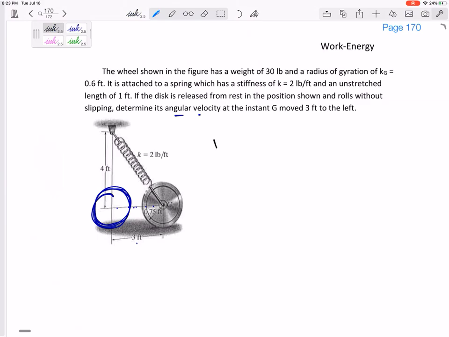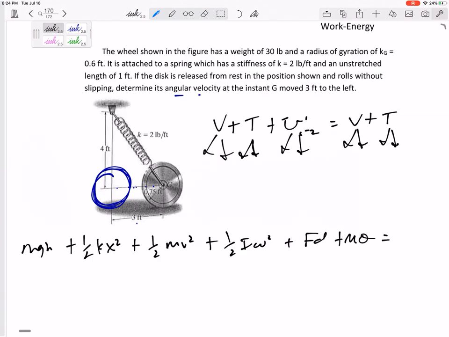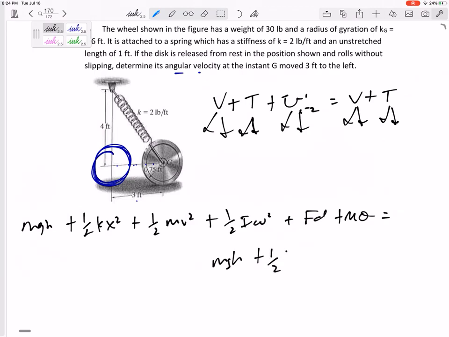All right, we will use conservation of energy, right? V plus T plus any non-conserved work equals V plus T final. And again, each of these kind of has two terms that it could be. And I like to go ahead and write out the whole thing, right? mgh, 1/2 kx squared, 1/2 mv squared, 1/2 I omega squared, F d, M theta equals all this final. mgh final, 1/2 kx squared final, 1/2 mv squared final, 1/2 I omega squared final.